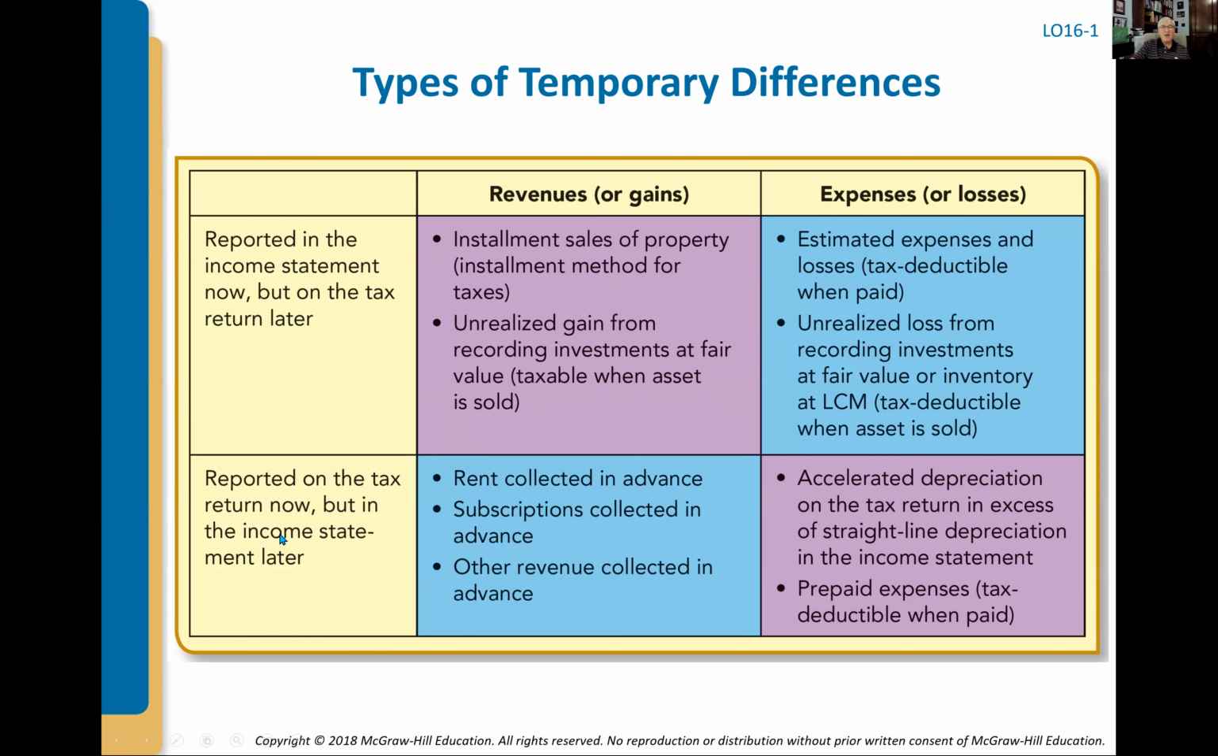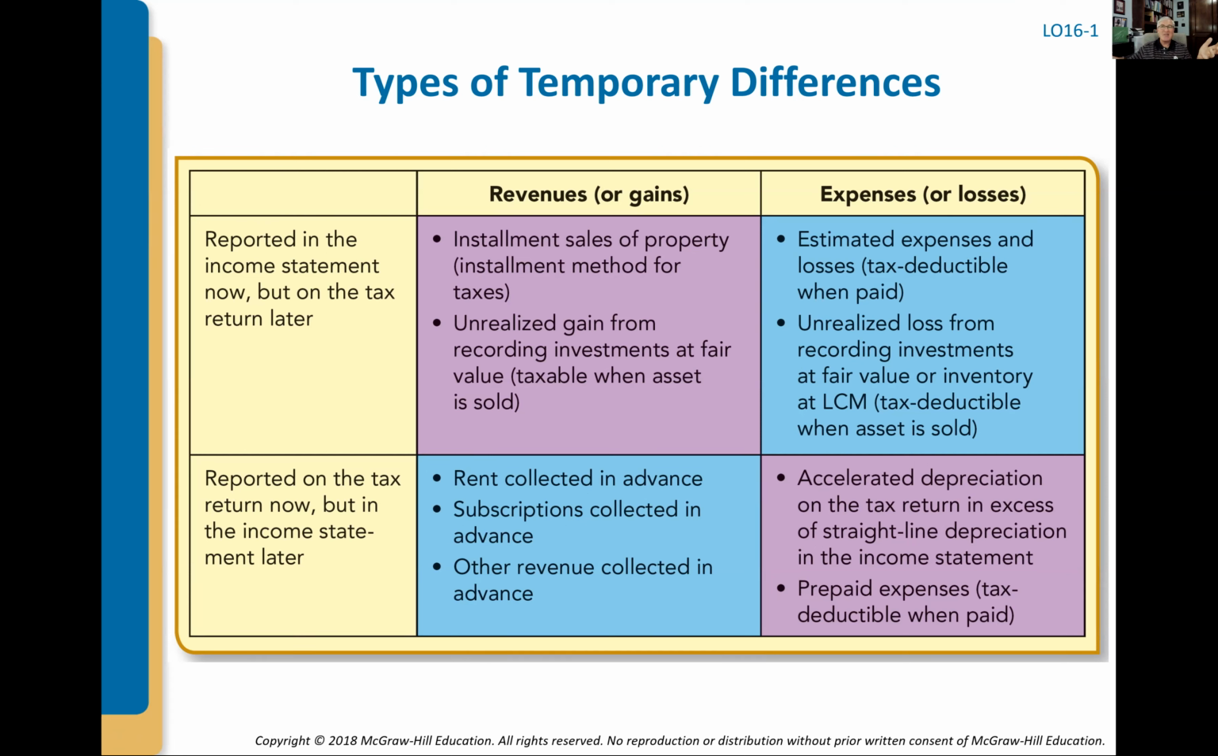And so here, revenues, here's another one. Rent collected in advance. When people give us rent, that becomes a deferred revenue on the book side. We don't record anything. On the tax side, it hits a tax return. You have income on the tax return. If we collect money for subscriptions in advance, like a magazine subscription, you remember that for us on the book side, we debit cash, we don't credit revenue. It doesn't hit the income statement. We credit deferred revenue.